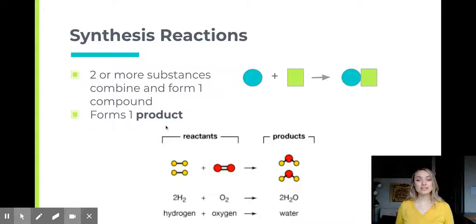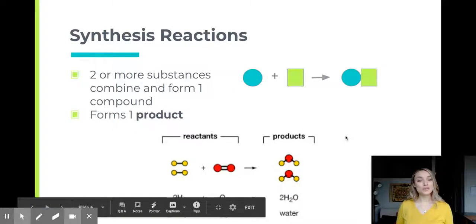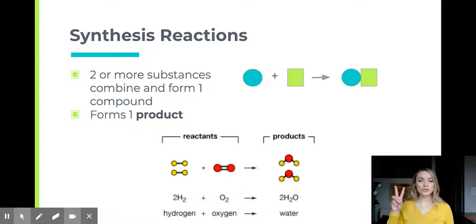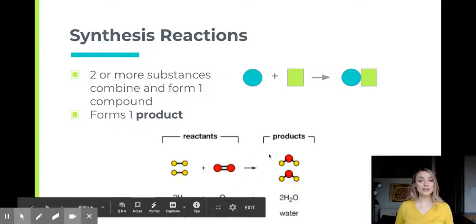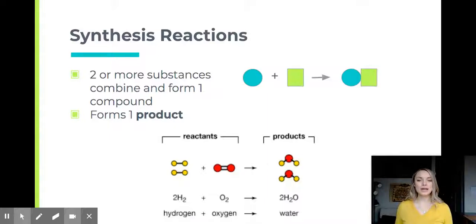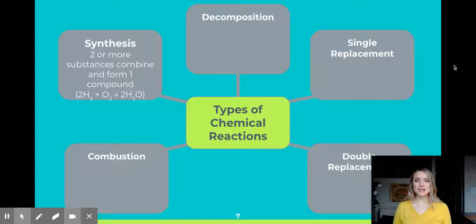And if we look at this example right here, the formation of water is a good example of a synthesis reaction. We start off with 2 diatomic hydrogen, 1 diatomic oxygen, then they react. Remember, the arrow means results in or yields, and then we have water, 2H2O. So that's a synthesis reaction. 2 or more substances combined to form one compound.